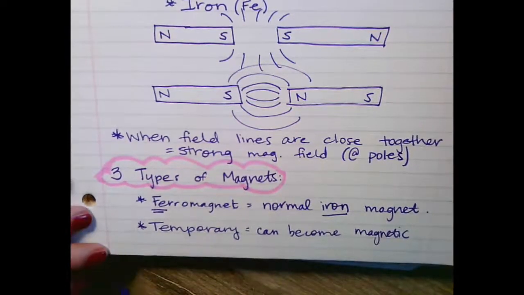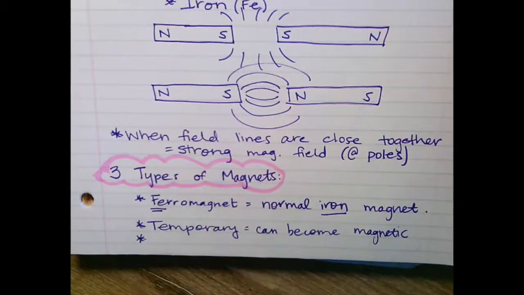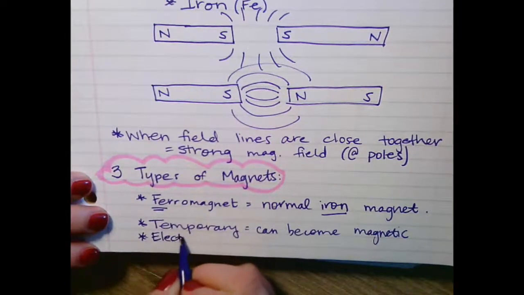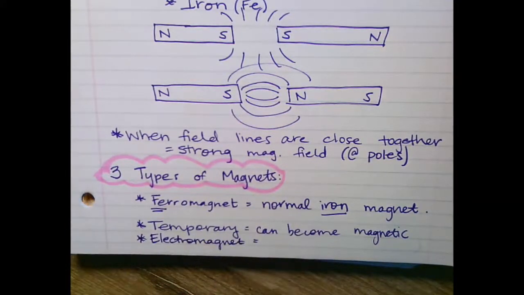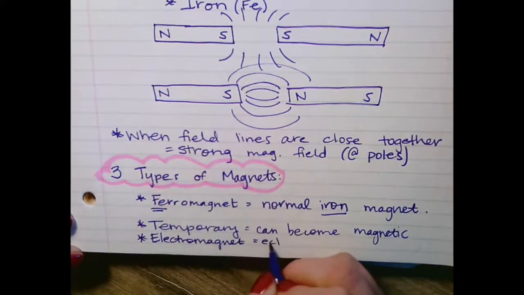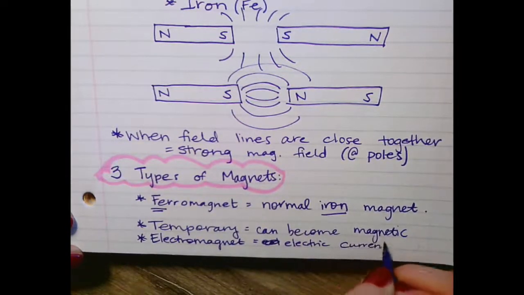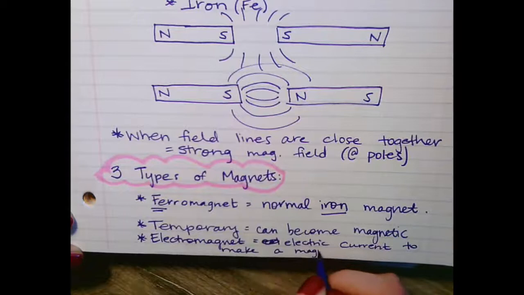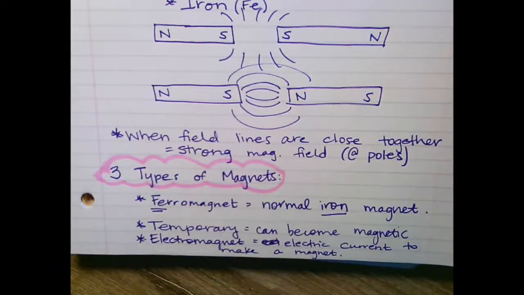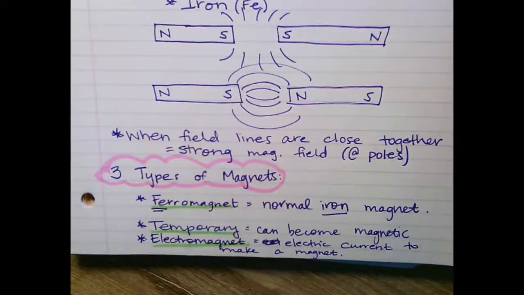So I'm going to show you guys an example. And then the third one is what we would call an electromagnet, which I will be doing on the next lesson also. But the electromagnet is when you're using an electric current to make a magnet. So those are the 3 main types: ferromagnet, temporary magnet, and electromagnet.